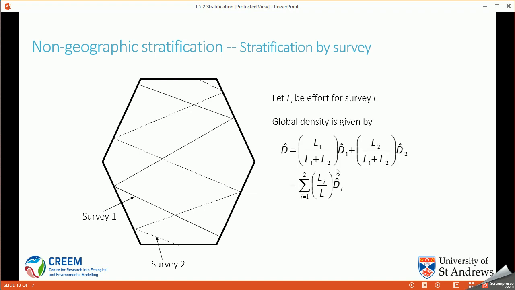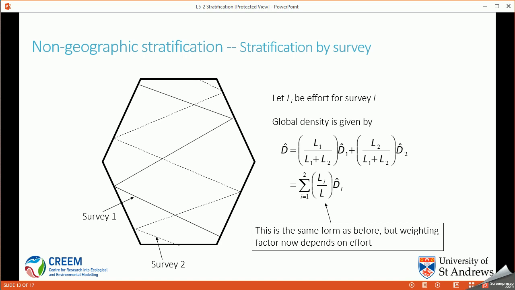Well, it turns out that you deal with it pretty much the same way as you did with areas, the only difference being the weighting. This term here, which previously was area i divided by total area, now we weight by line length i divided by total line length. And that's not a unique way of doing this, but that turns out to be a good way of getting an estimate of total density. The other way is you could weight differently, which would also give you unbiased estimates of total density. And as I've said, this is exactly the same formula as we had before, except we have a different weighting term. It depends on effort instead of area.